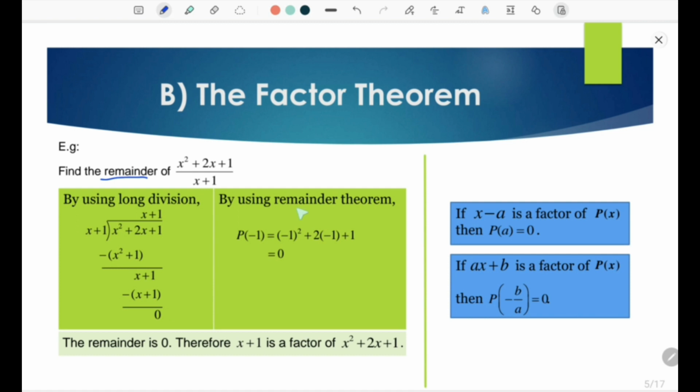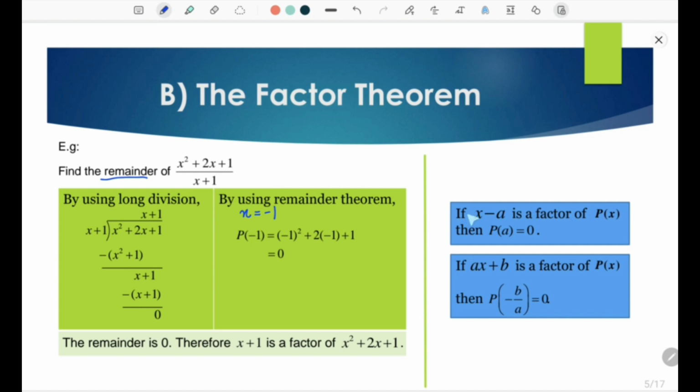Now let's look at the remainder theorem. We need to identify d(x), which is x plus 1, and you can find that x equals negative 1. So we substitute x equals negative 1 in this polynomial. We have p(-1) equals (-1) squared plus 2 times (-1) plus 1, which equals 0. So the remainder is 0. Therefore, x plus 1 is a factor of x squared plus 2x plus 1.